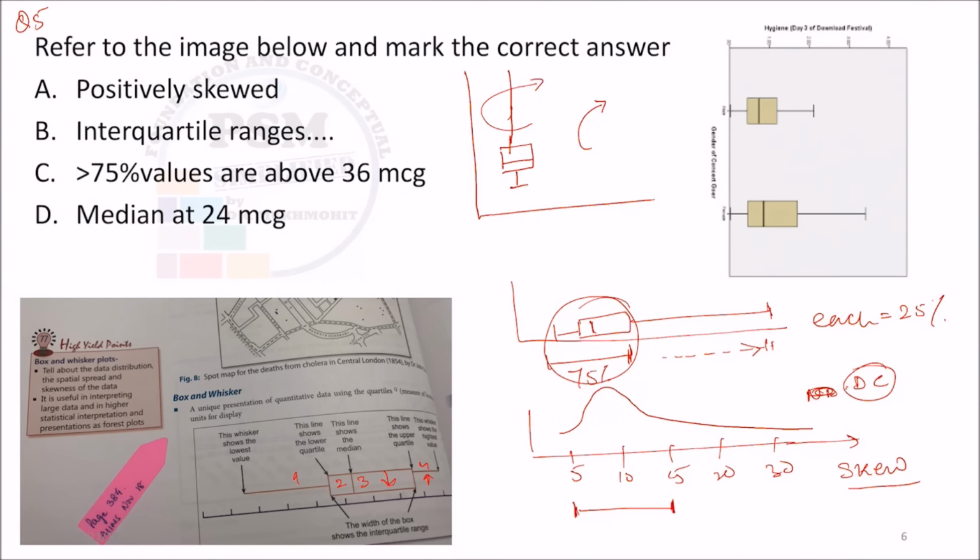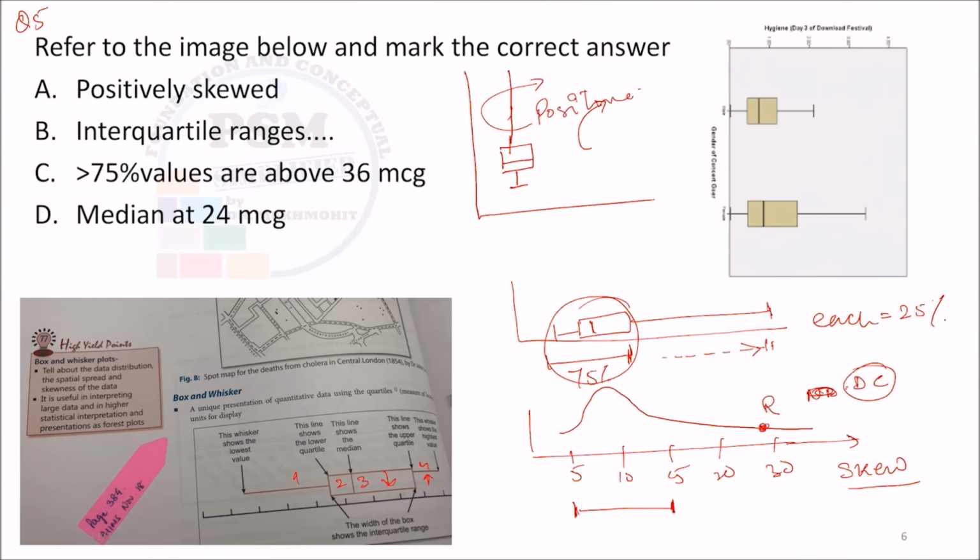So what sort of skew? Please remember the tail is towards the right. This is a right skew or a positive skew. So this is what this skew is, and probably they had shown something like this.